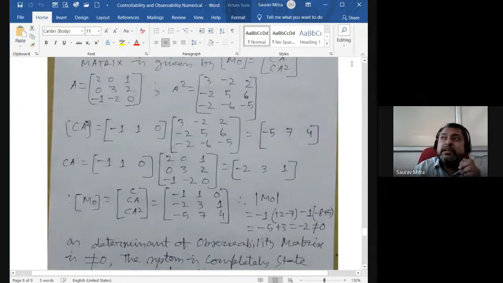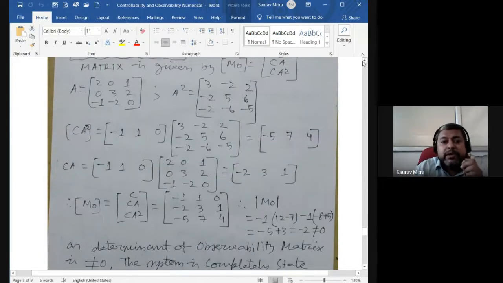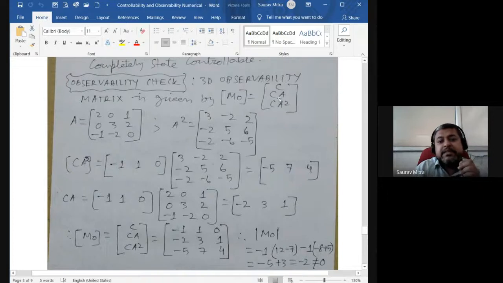Finally, it is observability. So what is observability? We have to find C, CA, CA square. The 3-dimensional observability matrix is given by MO: C, CA, CA square. So C is given and CA is given, and A square is given. First find what is CA square. So this is C and this is A square.